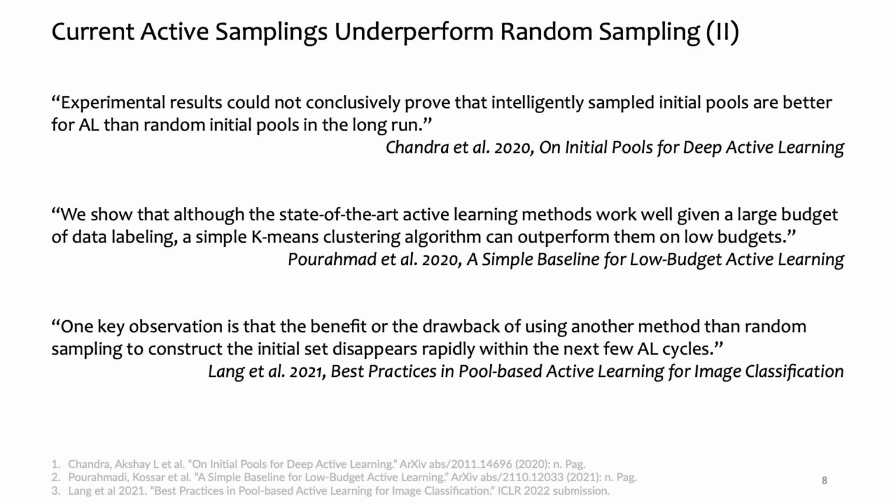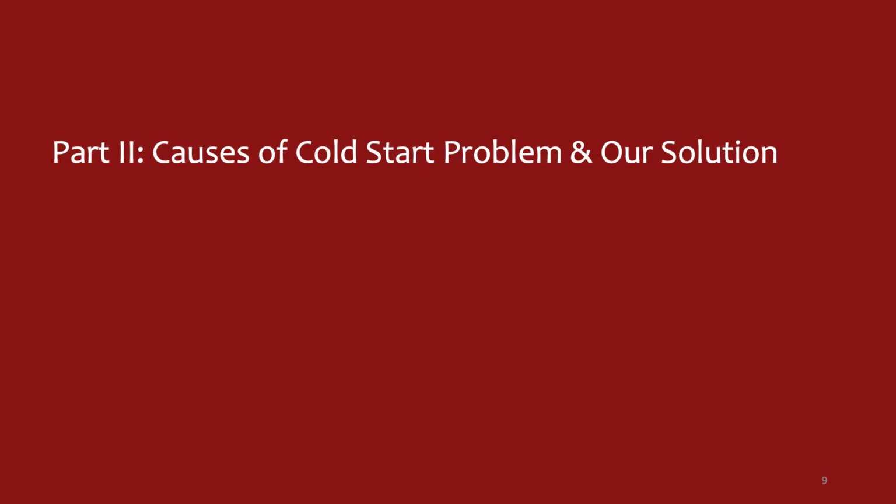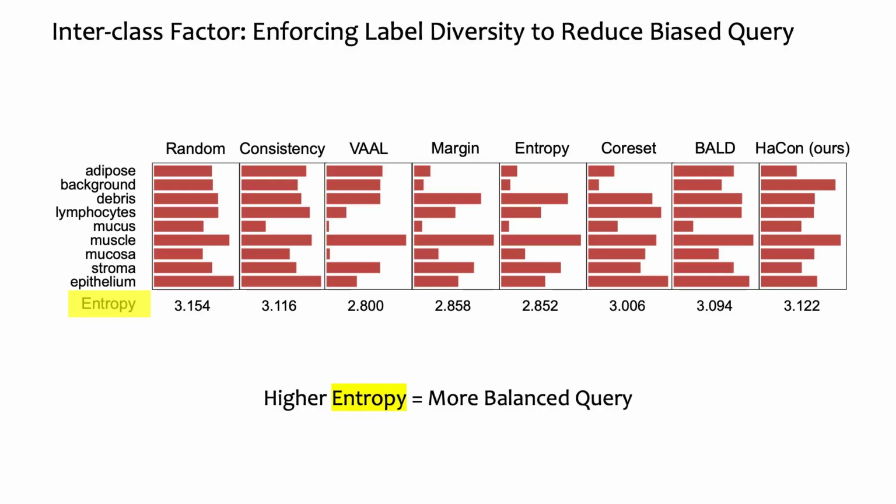Now, we have gained an intuitive understanding of the cold start problem. What are the causes of cold start problem? We conduct systematic analysis in our paper. We discuss the cold start problem in active learning from 2 aspects. First, I will talk about the interclass factor between different categories.